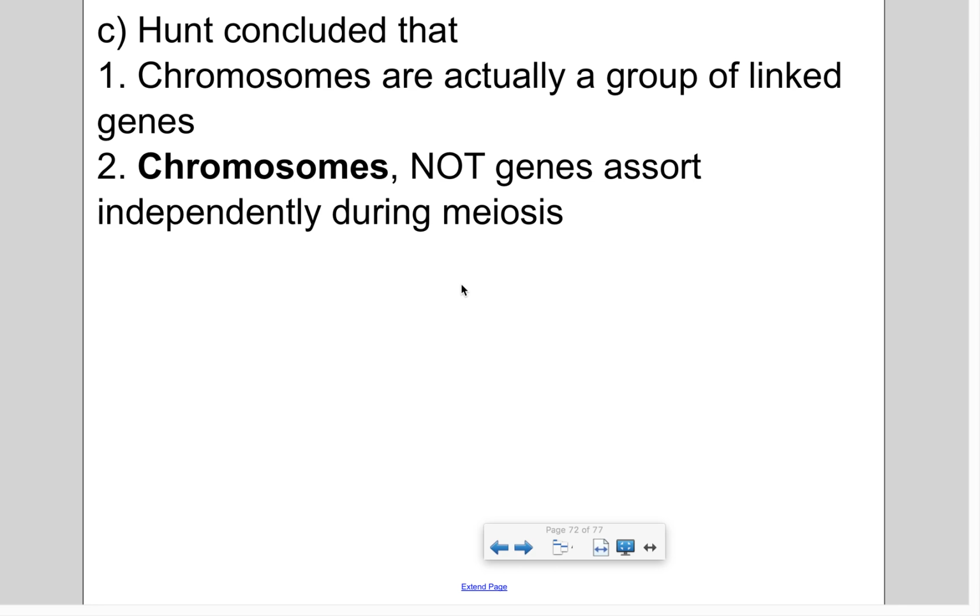So Morgan concluded, back to your notes, these are in your notes, that 2 things. Chromosomes are actually a group of linked genes, and that it's the chromosomes and not the genes that assort independently during meiosis. Okay, so when we talked about Gregor Mendel, we said that genes independently assort. But really, it's the chromosomes that independently assort during meiosis.